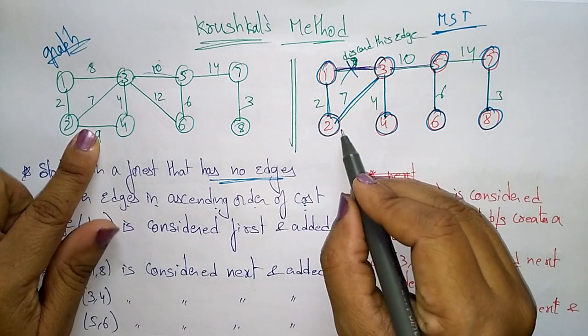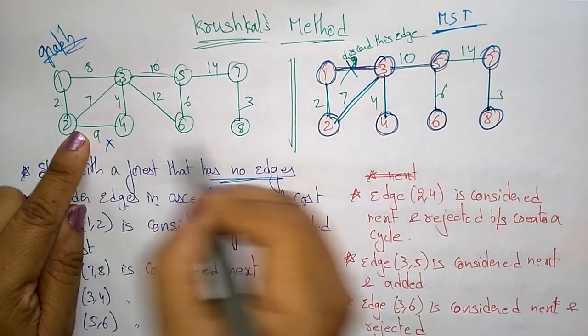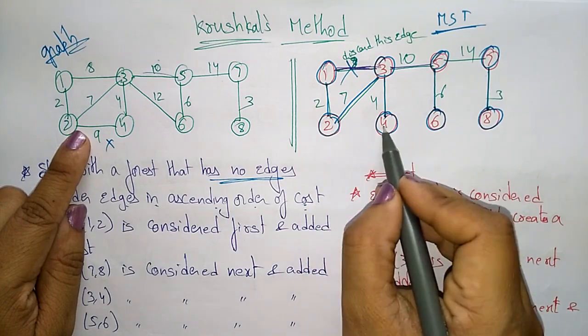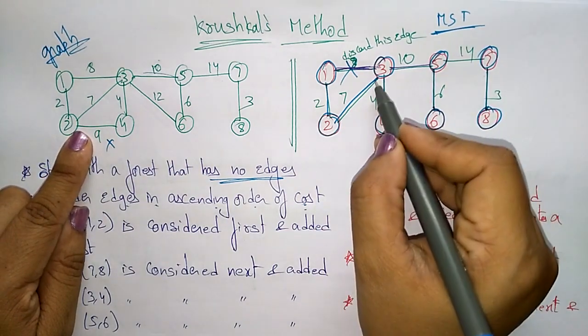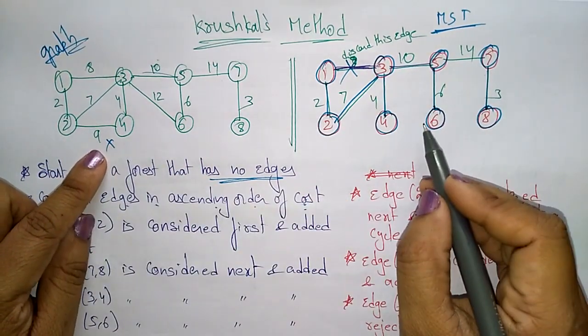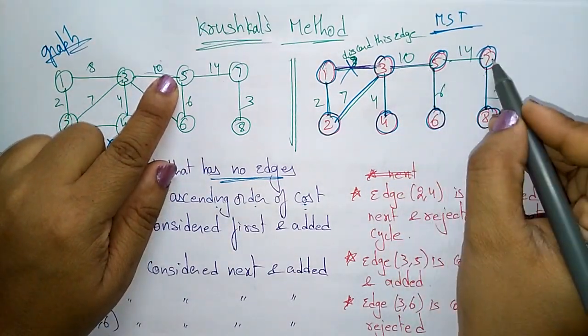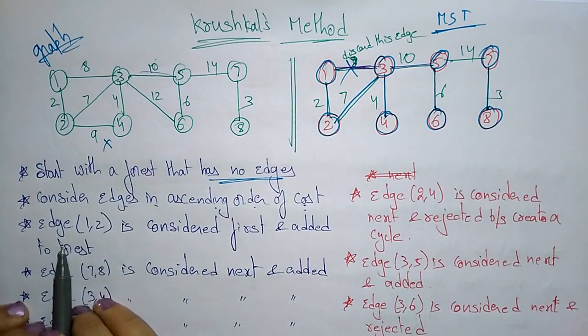8, after 9. Don't consider 9 also, because if you connect these two vertices, this becomes a cycle. So just discard 9. 9, after 10, 10, after 14. So that is what is written here.